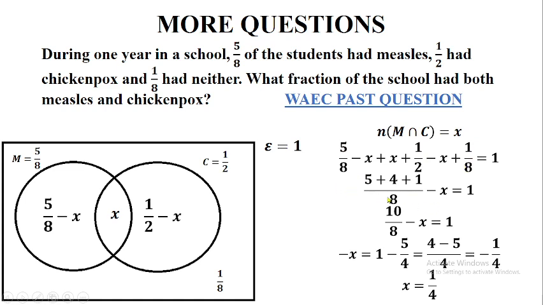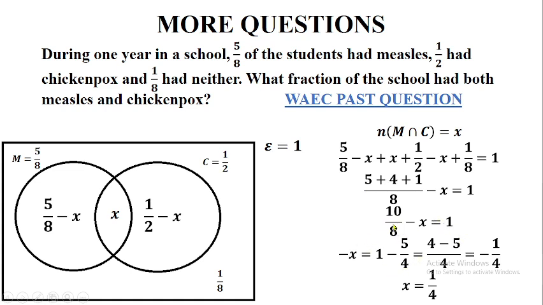So 8 in 8 is 1. 1 times 5 gives us 5. 2 in 8 is 4. 4 times 1 is 4. 8 in 8 is 1. 1 times 1 is 1. So what do we have here? Then minus x plus x will give us 0. Then minus x, so we have minus x equals to 1. So 5 plus 4 plus 1 is 10/8 minus x equals to 1.